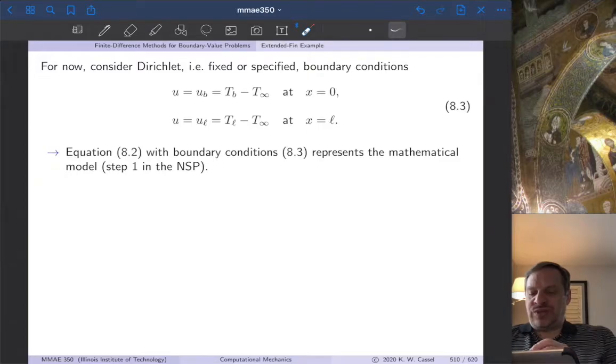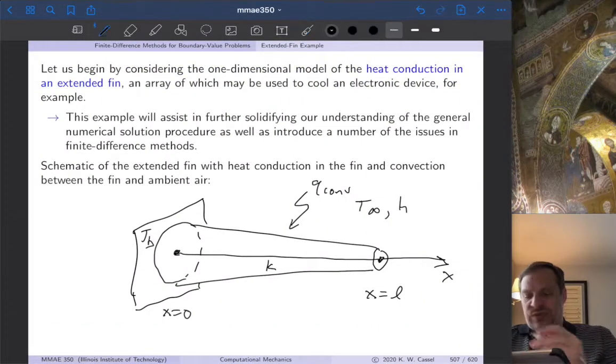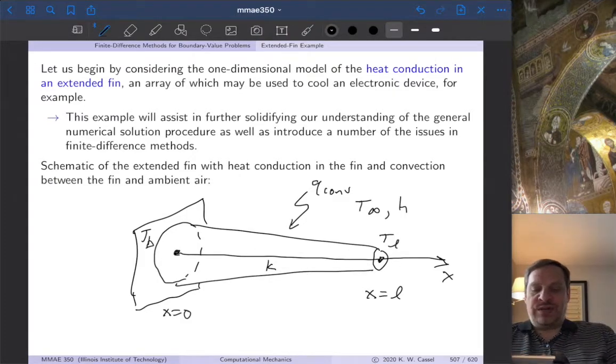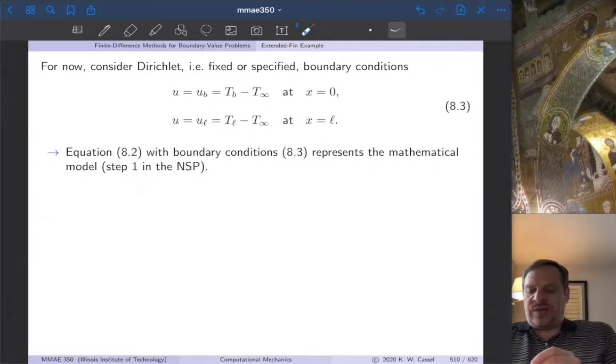Then the boundary conditions, U at the base, we'll call that U sub B, is TB minus T infinity. And then at the tip, U is U sub L, which is TL minus T infinity. I think I forgot to include TL on here. Yeah, so let's do that. So the temperature at the tip will be TL. So TB at the base and TL at the tip. Okay, so we have our boundary conditions.